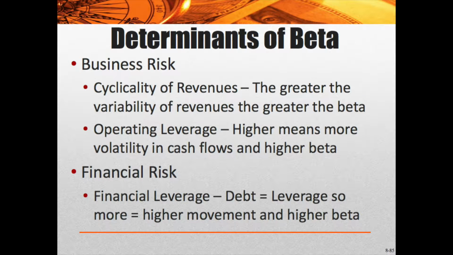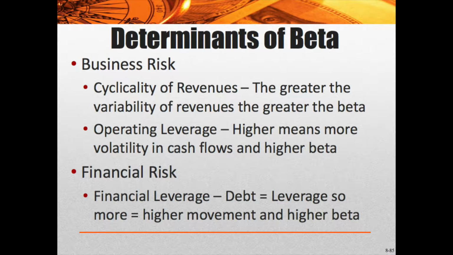Let's look at the determinants of beta. There's three listed here. The first one is the cyclicality of revenues. The greater the variability of the revenues, the greater the beta. So if your revenues are moving quite a lot, then you're going to have a stock price that moves quite a lot. That makes sense to most people. And the more movement, the higher the beta relative to the index. Operating leverage: higher operating leverage means more volatility in the cash flows. If we have more volatility in the cash flows, we're going to have a higher volatility in the stock price, which means, of course, a higher beta.